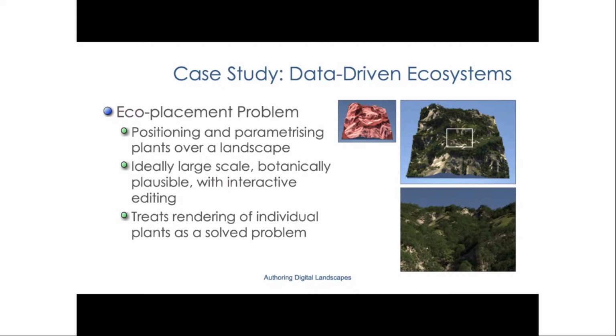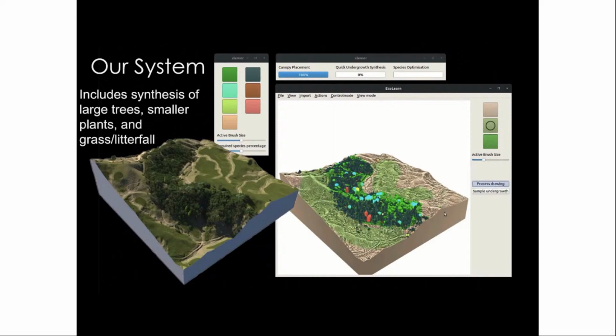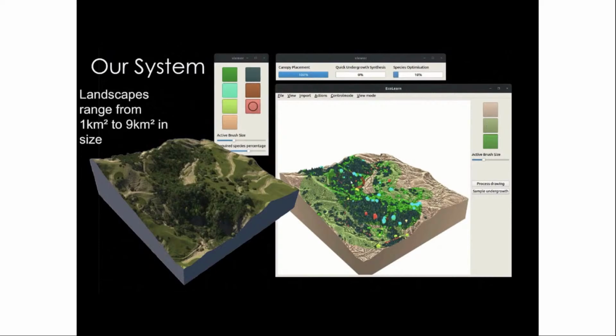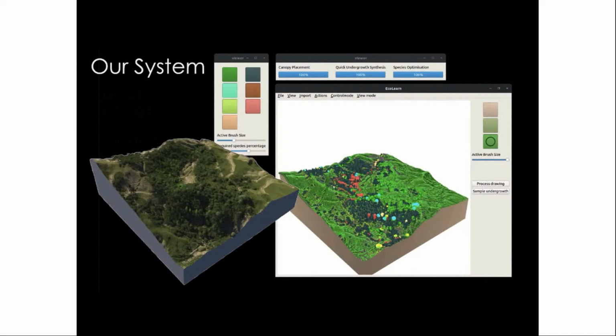Let's look at the system that is behind this. It's a framework that allows interactive editing, and you can see an editing session here on the right-hand side where dense brushes are painted onto the scene, followed by a light or sparse area. On the bottom left, the corresponding forest that matches that is being shown. The kinds of landscapes we can have range from 1 kilometer squared to 9 kilometers squared in size. For interactivity, it's about 5 seconds to 80 seconds to create an individual forest. And here you can see just painting densely over the entire area and what the results would be.